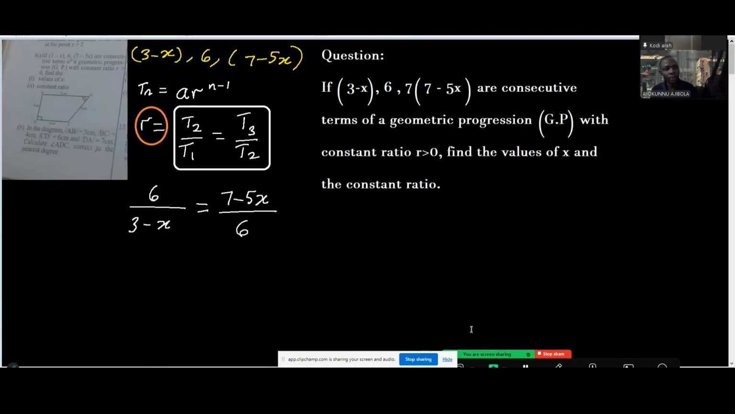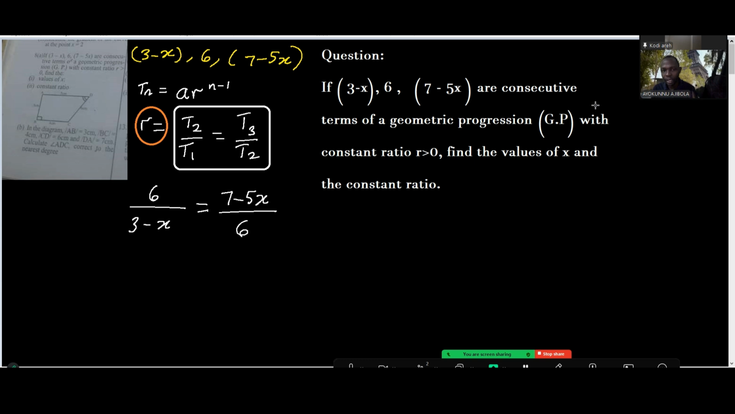Basically, we are trying to solve the question. Say 3 minus x, comma 6, comma 7 minus 5x. Okay, that 7 outside should be removed. If they are consecutive terms of a geometric progression, GP, with constant ratio r greater than 0, find the values of x and the constant ratio.